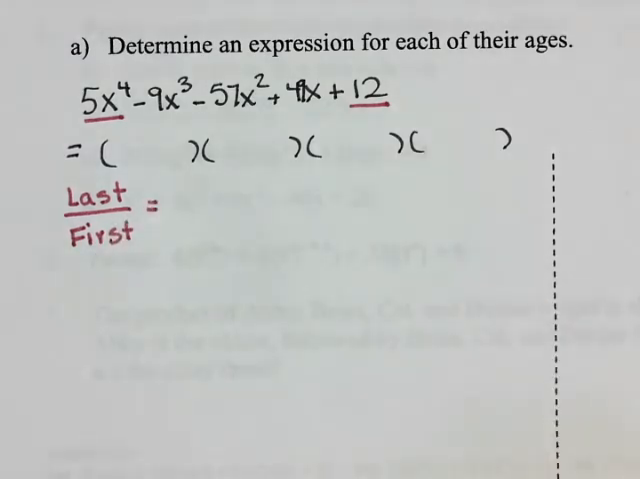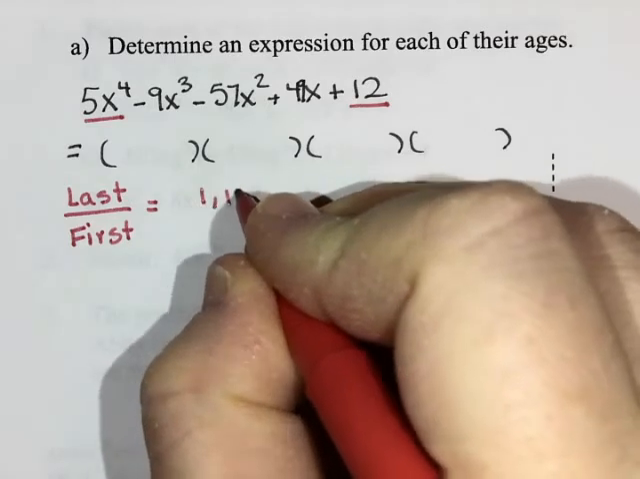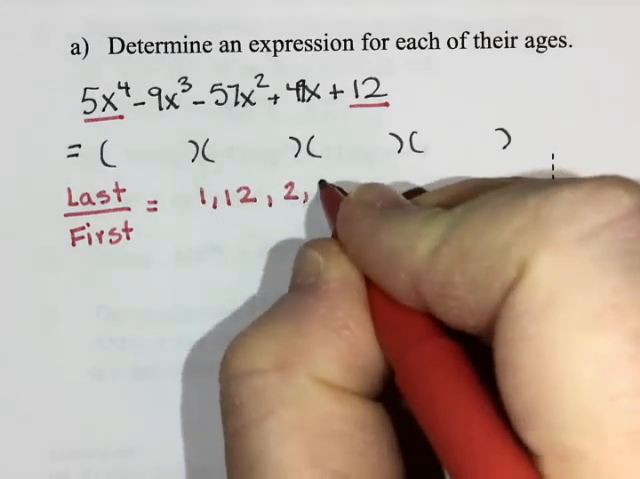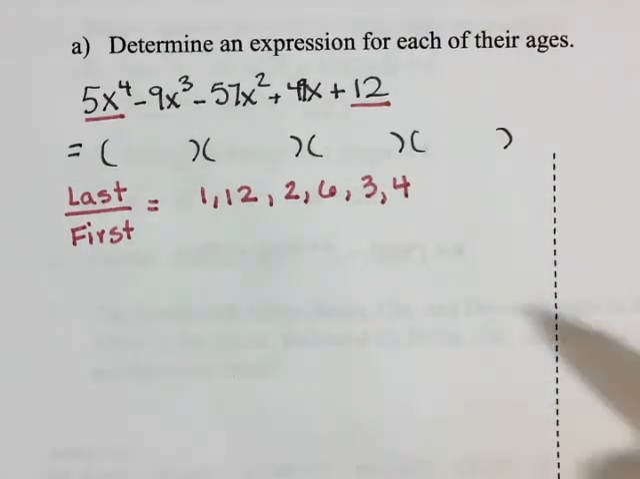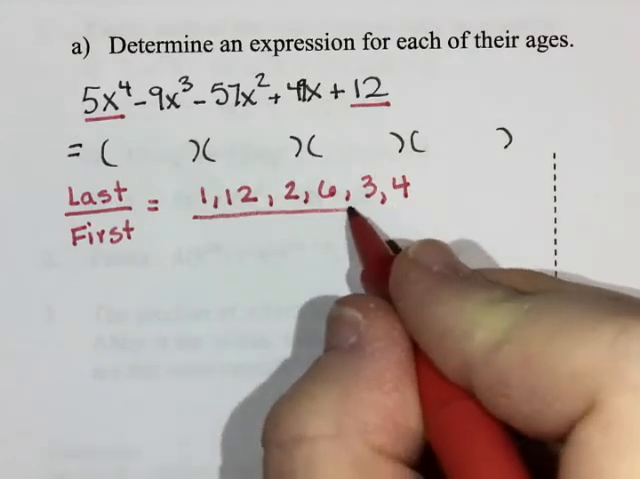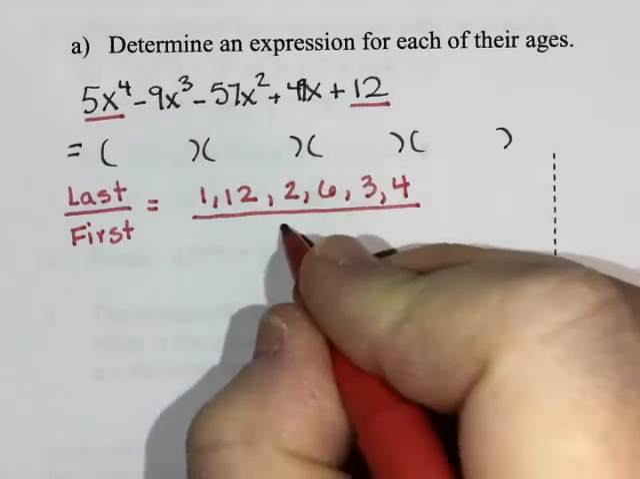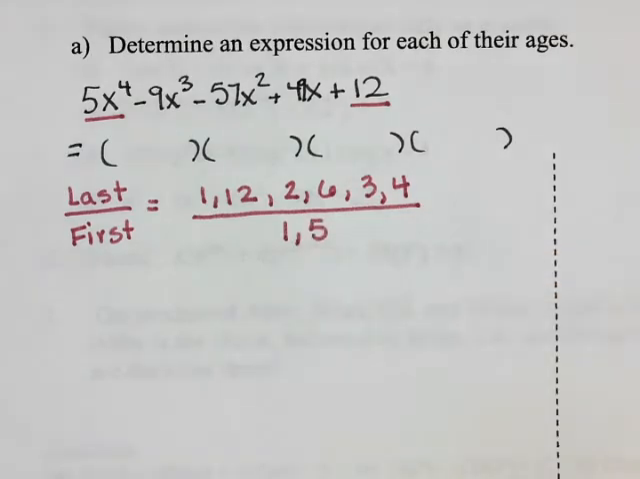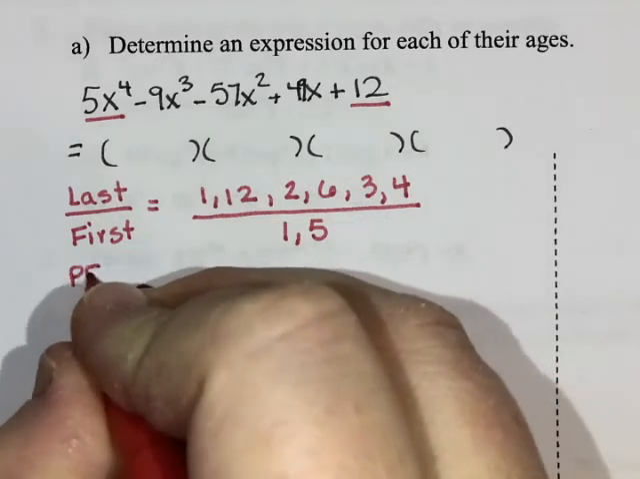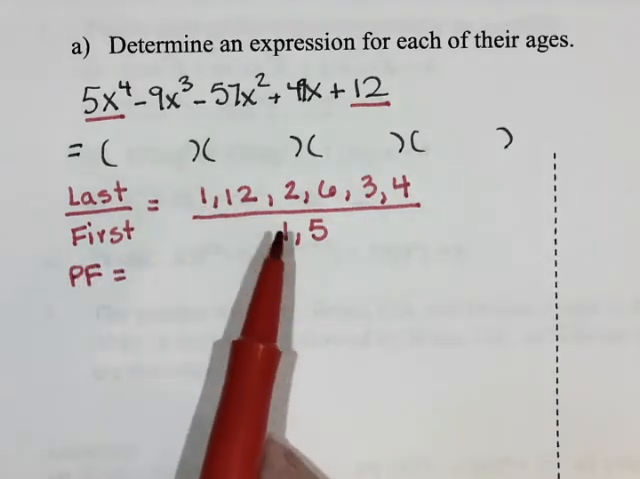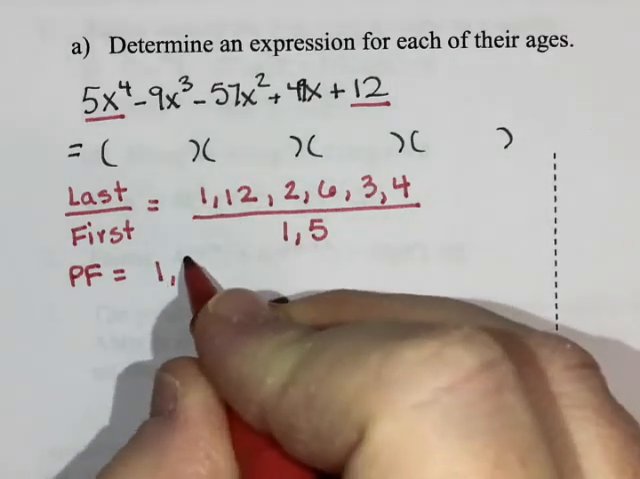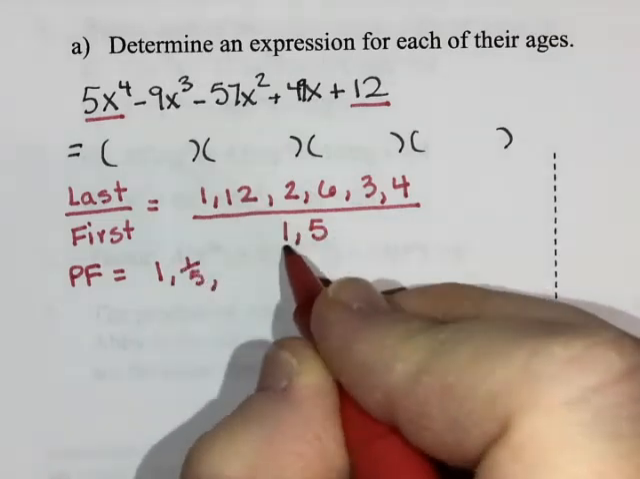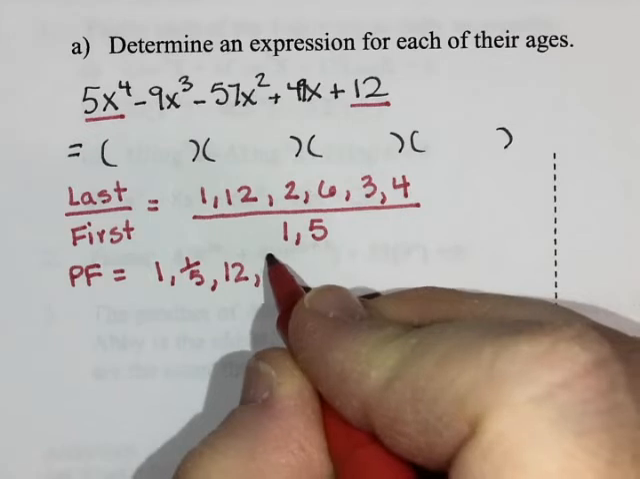So all things that go into 12 would be 1 and 12, 2 times 6, 3 times 4, and then 4 is already on my list, so I know that I'm done. The factors of 5 would be 1 times 5, and that's it. Those are the only ones we have. So to get my list of possible factors, I'm going to divide the numerator by each denominator. So 1 divided by 1 is 1. 1 divided by 5 is 1/5. 12 divided by 1 is 12. 12 divided by 5 is 12/5.